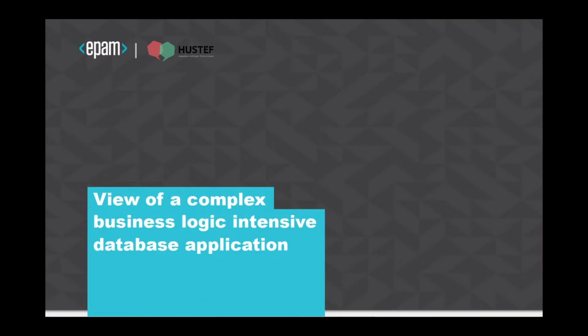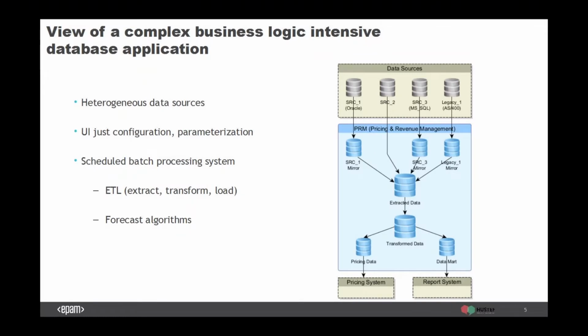Let's see this application. I was working on a hotel pricing and revenue management system, which is working with a large amount of data, meaning millions of records from heterogeneous data sources. The UI is just parameterization and configuration. There are scheduled batch processes running in the system as ETL, extract, transform, and load processes. In general, the extraction phase aims to convert the data into a single format appropriate for transformation processing. Each separate system may use different data structure and/or organization.